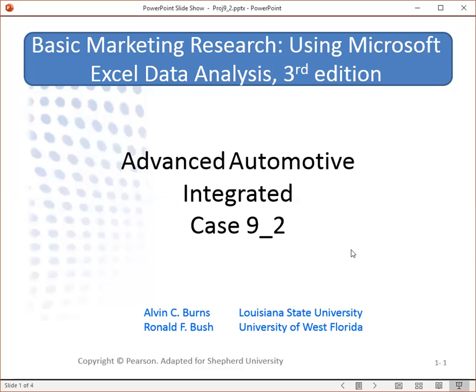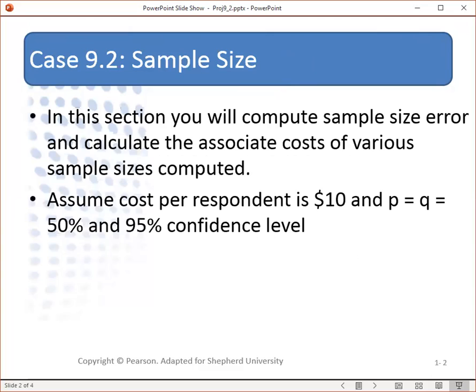Okay, before we leave, let's go over Advanced Automotive Integrated Case 9.2, Chapter 9. It's the second case, as it is in all of the chapters. So here we're going to compute sample size error, and then calculate cost. Cost per respondent is $10, so that's relatively easy to calculate. The error, though, is going to use a formula.